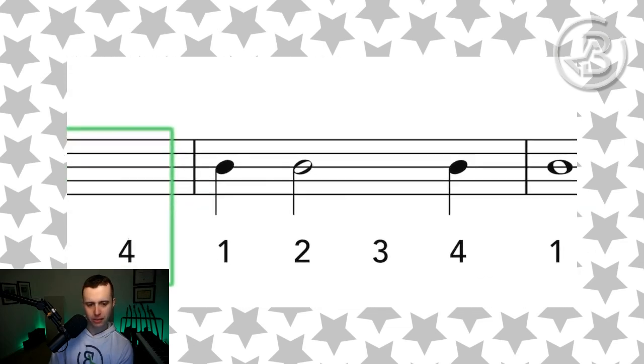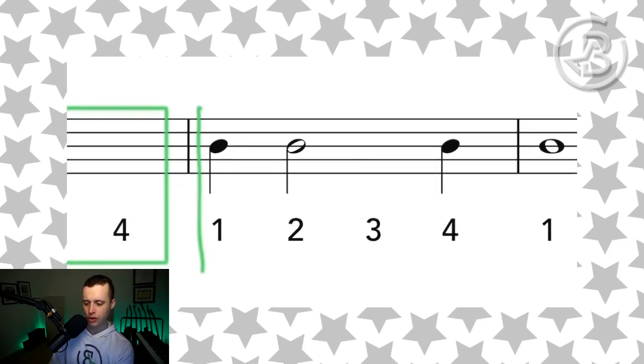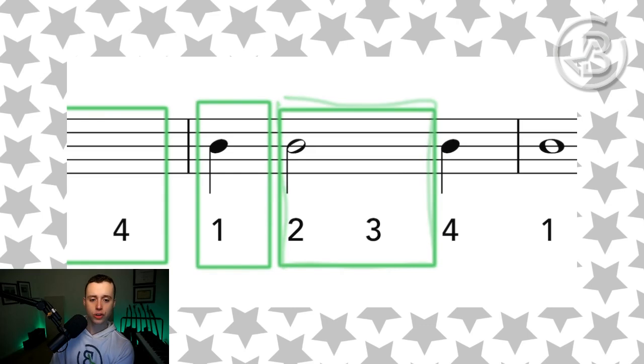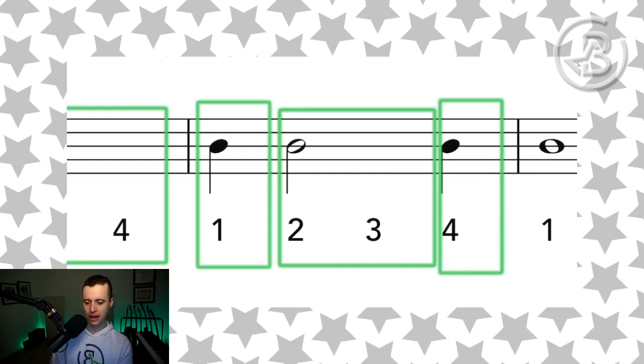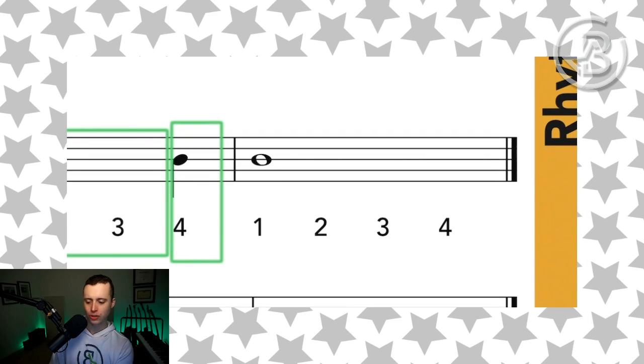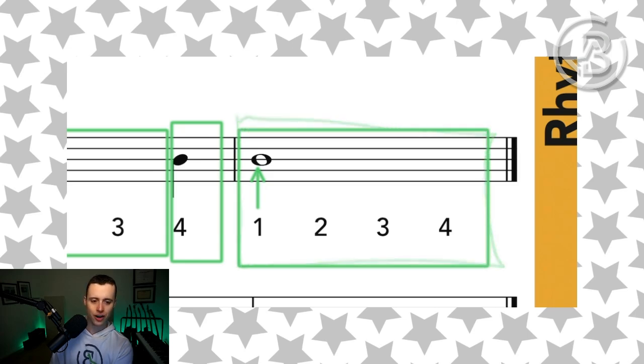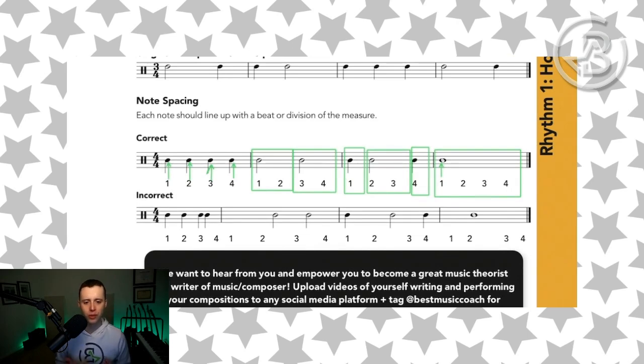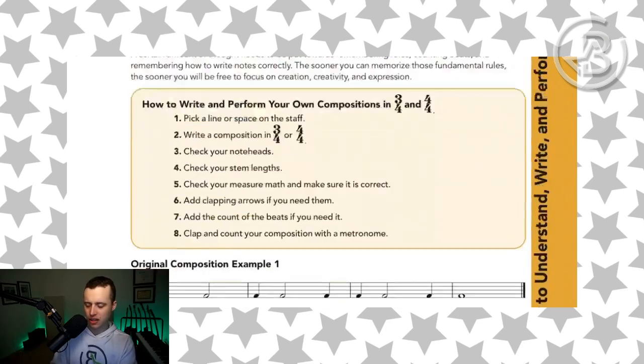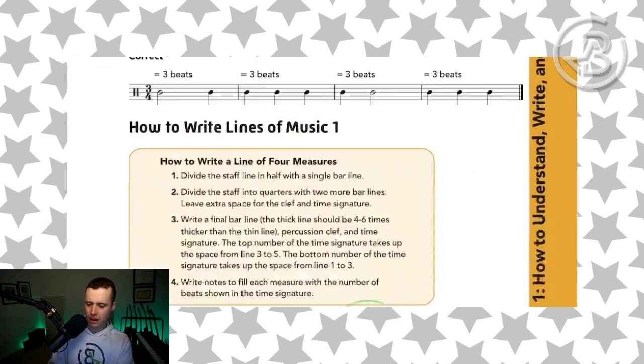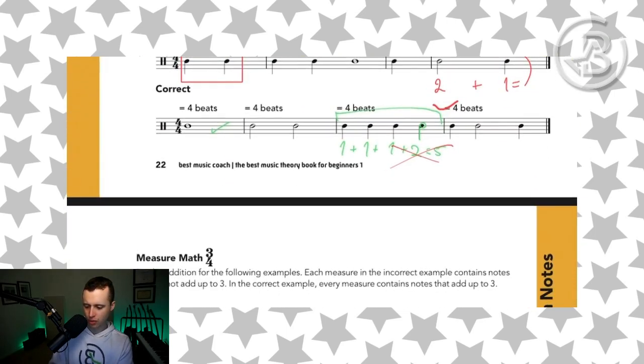Let's look at measure 3. Measure 3 is interesting. So we have a quarter note taking up 1 beat or 1 count worth of space. Then we have a half note taking up 2 beats or 2 counts worth of space. And then finally a quarter note taking up 1 beat or 1 count worth of space. Now you can see the whole note starts over beat number 1 and it takes up the entire measure of space. So this is what we mean by note spacing. And you can do the same exact type of thing if the music is in 3/4. So let's go back a little bit and check out our correct example of 3/4.